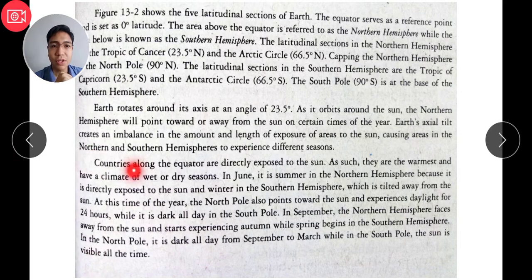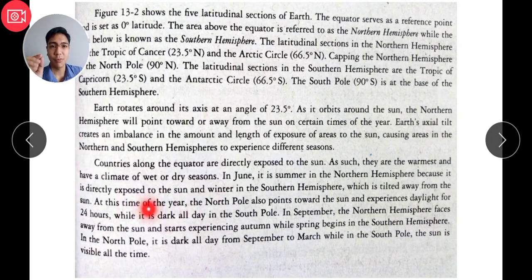So, we know that the countries along the equator, just like us, no, which are directly exposed to the sun, are warmest and have a climate of wet and dry seasons. So, tayo yun, no? Wet and dry seasons. Okay? So, in June, it is summer in the northern hemisphere. So, kapag ka-June, the northern hemisphere daw, summer. Okay? Because it is directly exposed to the sun.